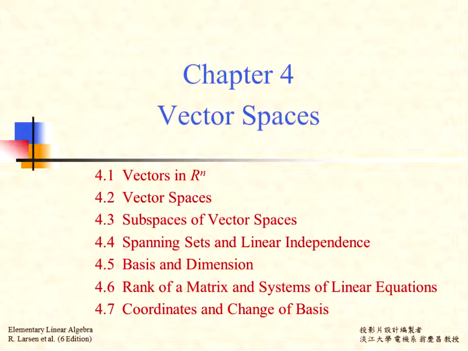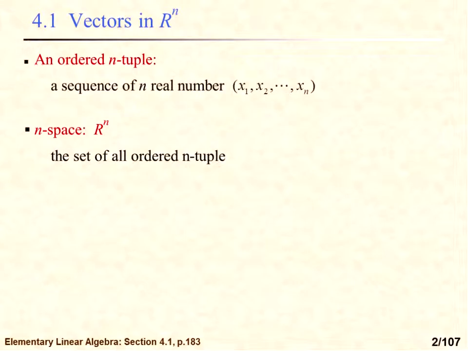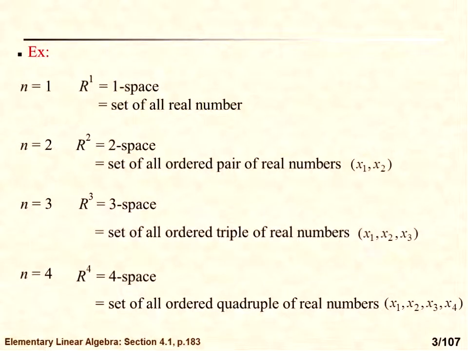I'm going to start this lecture. So these are our main points. As we discussed, a vector space can be defined like this: a sequence of n real numbers x1, x2, up to xn, or in n-space, the set of all ordered n-tuples. So in one dimension, R1, if n is equal to 1, then it is the first space, or the set of all real numbers.